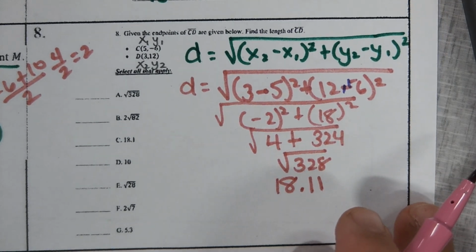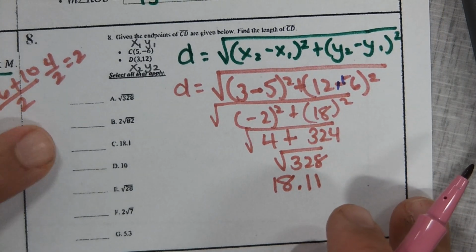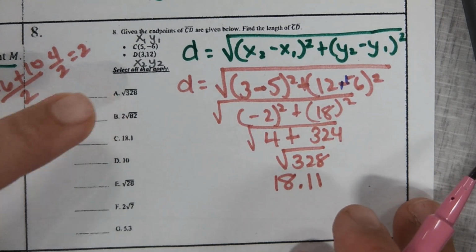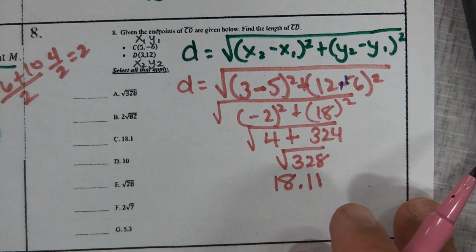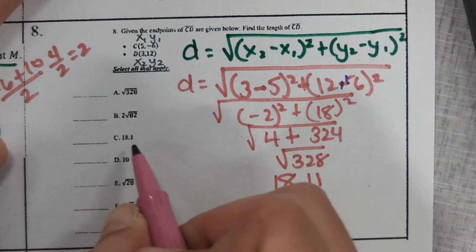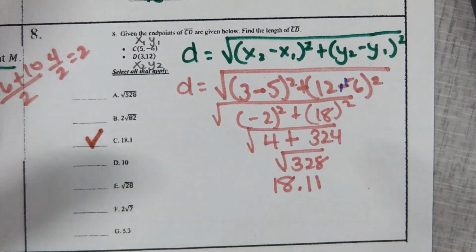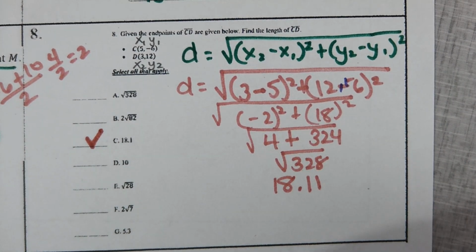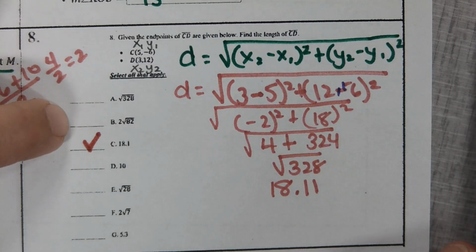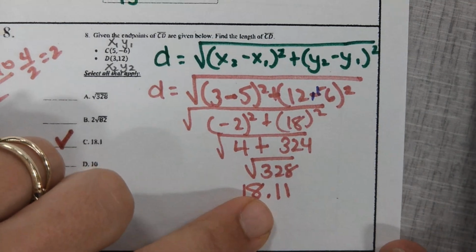Then I come over here and there's a lot of different answers and it says select all that apply. So it can be more than one answer. First thing I see is 18.1, which matches, so that is definitely a correct answer. Then to determine if the other ones are correct answers, what I'm going to do is just solve everything to a decimal and see if it comes out to the 18.1.